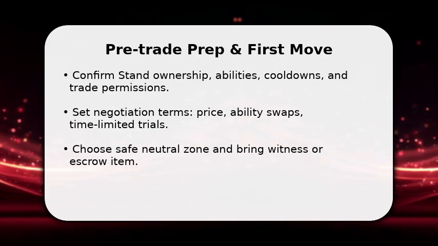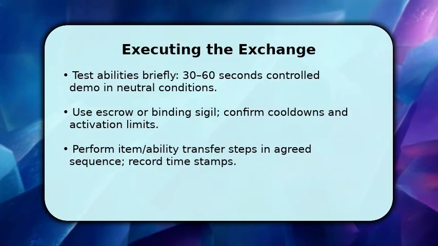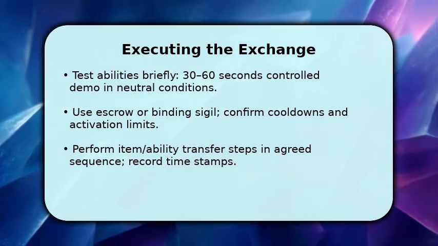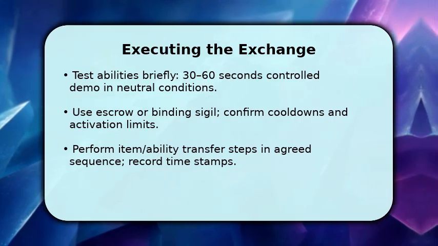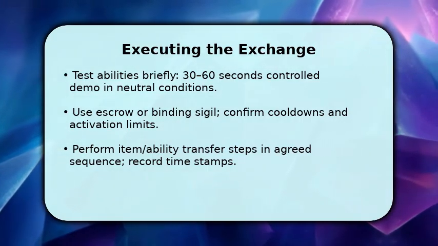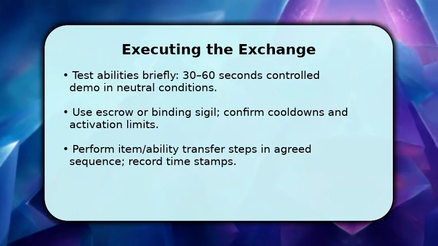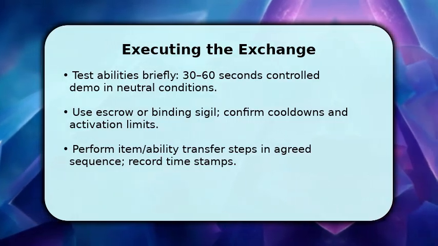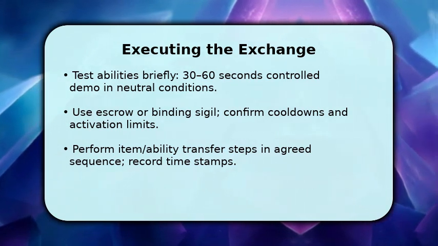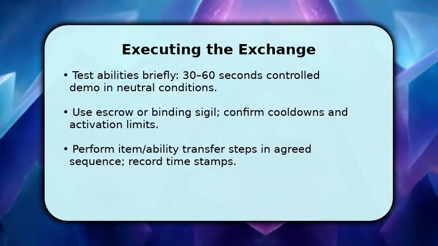Once both sides agree, initiate a controlled demonstration. Brief, supervised tests that confirm capability without full exposure. Then activate the escrow or binding sigil to lock terms. This prevents mid-transfer retraction. Proceed through the pre-agreed sequence. Payment first if escrow holds ability, or ability handshake first if payment is reversible, while you timestamp and record each step. If you notice discrepancies, pause immediately and revert to escrow. This methodical execution minimizes risk, clarifies timing, and preserves leverage for either party.